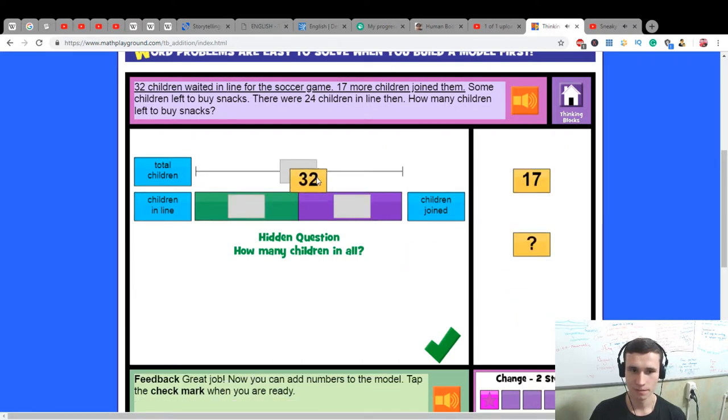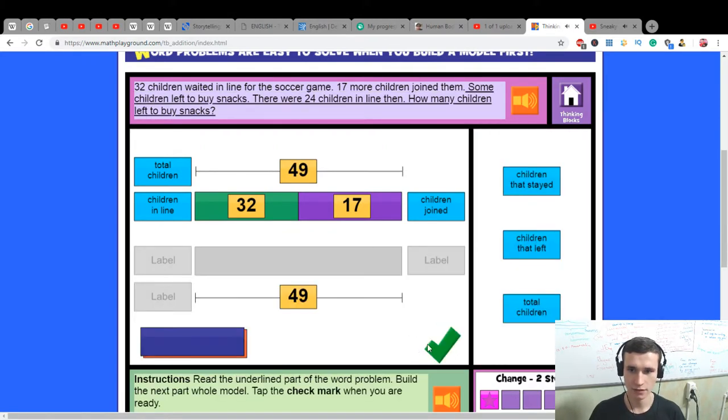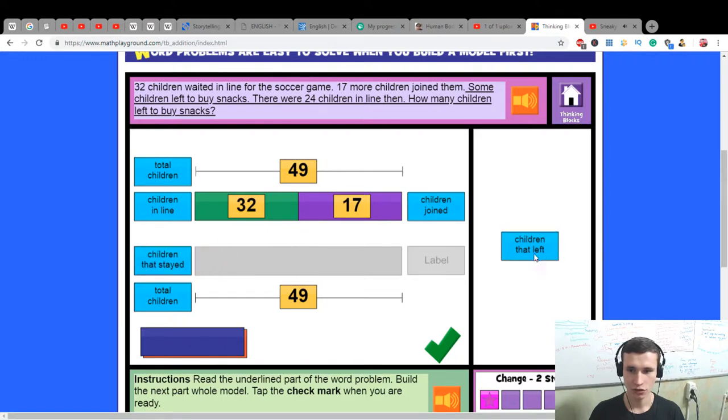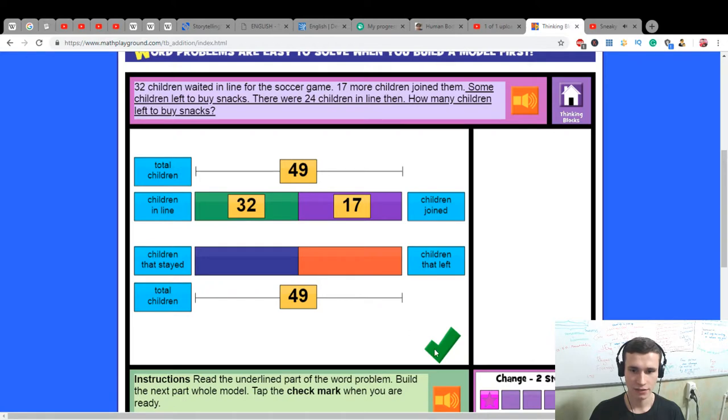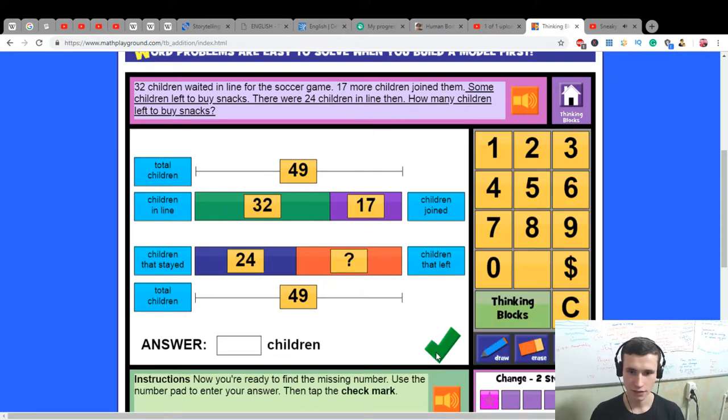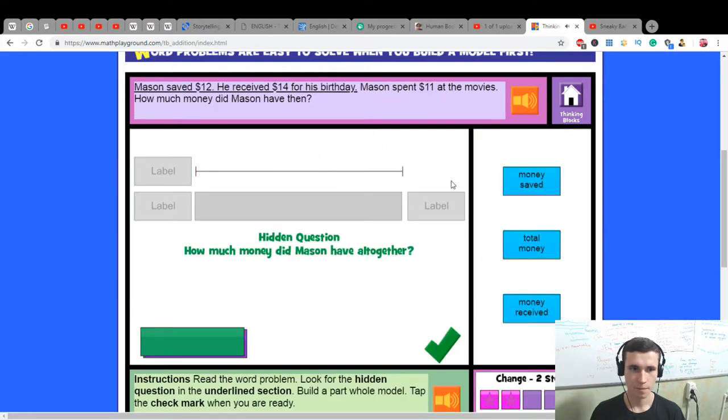Total children was 32. Children waited in line for the soccer game. 17 more children joined them. Children in line, it will be 49. 49. Good. And our next question will be, our total children is 49. Children that stayed, children that left. In line then. Some children left to buy snacks. Children that left, 24 stayed. And children that left is 25. Good.